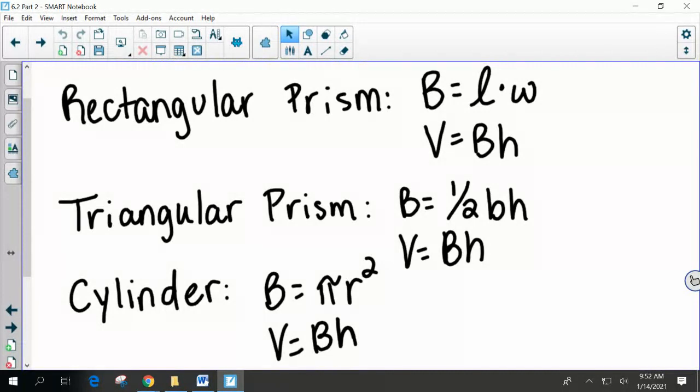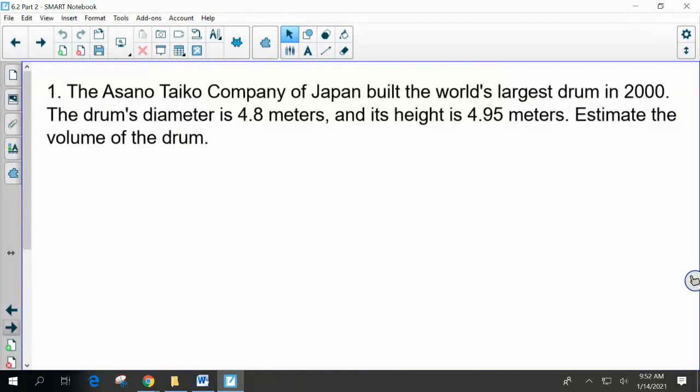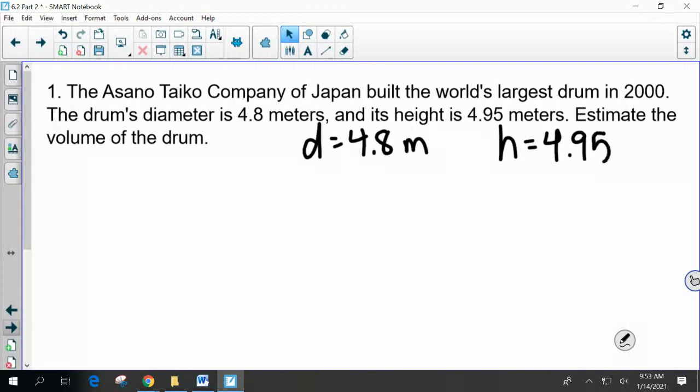Okay, so with question number 1, the Asano Taiko Company of Japan built the world's largest drum in 2000. So a drum would be what of the 3 shapes? A cylinder. So we're working with a cylinder. The drum's diameter is 4.8 meters, and its height is 4.95 meters. Estimate the volume of the drum.